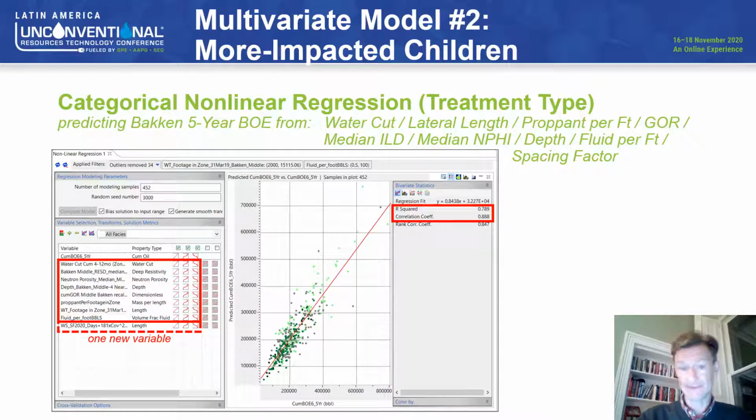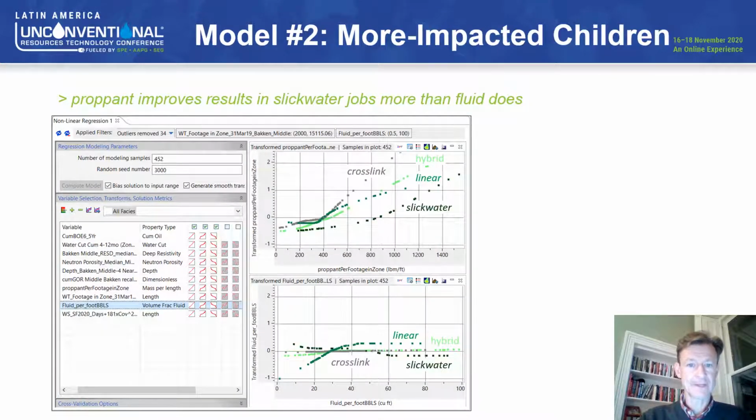The R squared of this model is great. It's much better than my 0.65 from before. It's up about 130, 140 points. But what I've done here is I've modeled independently slickwater, hybrid, linear, and crosslink treatment types. And that's what's added to the improvement here. Sorry, there was supposed to be a label there for those different treatment types, but we'll see it in a little bit here. Here are the colors.